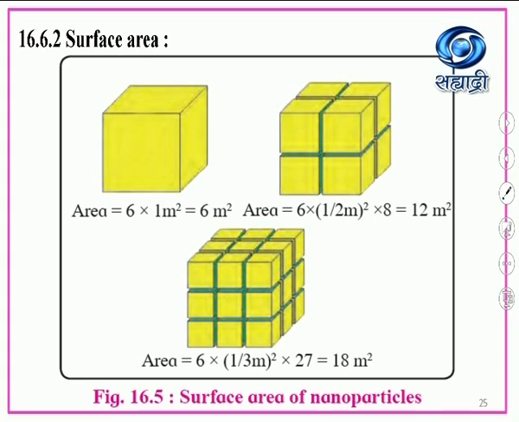Okay. Now we'll see in this figure, the first figure here. The area is about 6 into 1 meter square, that is equal to 6 meter square. So you'll observe the area here.